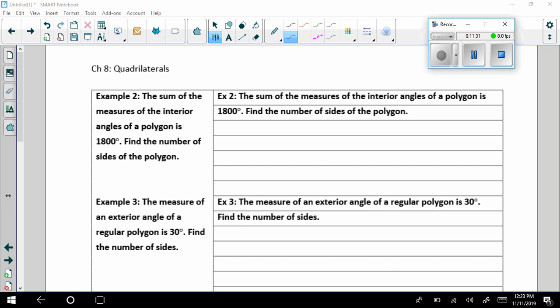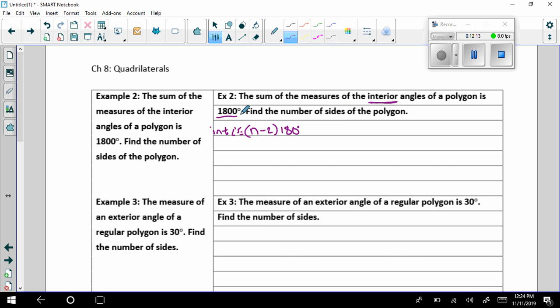So moving into the last page. Once we know all of the sums and the angles and being able to figure that out, then we can solve problems. The sum of the measures of the interior angles of a polygon is 1800. Find the number of sides in the polygon. So we will have already developed the formula for this in class, where n minus 2 times 180 is equal to the degrees inside a polygon. So interior angles, that's your formula.